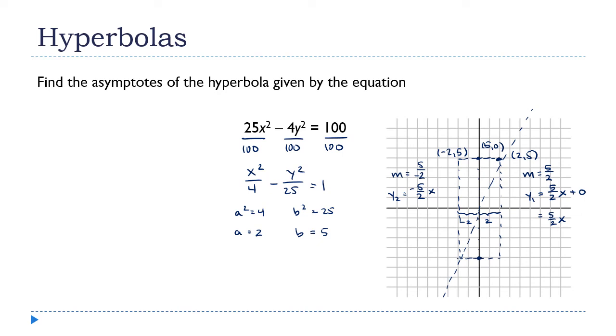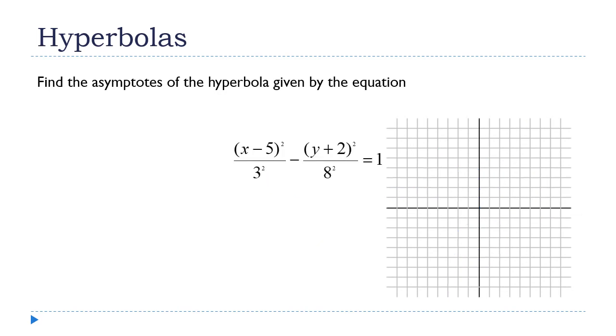Okay, so how about this guy? Okay, so this guy is translated, right? But look, I'm going to do almost the same stuff we've been doing. I'm going to do this like the center was at the origin, find my asymptotes, and then translate them, right? And then I'm going to replace the x in my asymptote with x minus 5 and the y with y plus 2, and then it's just a little cleanup. All right, so let's see. What do we have here?